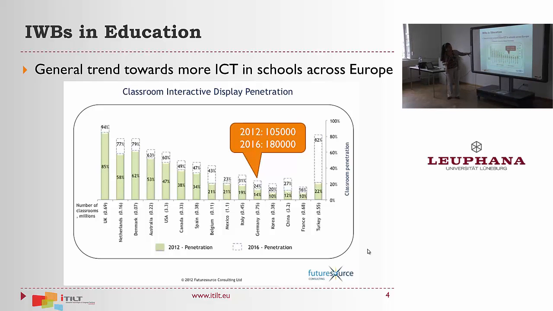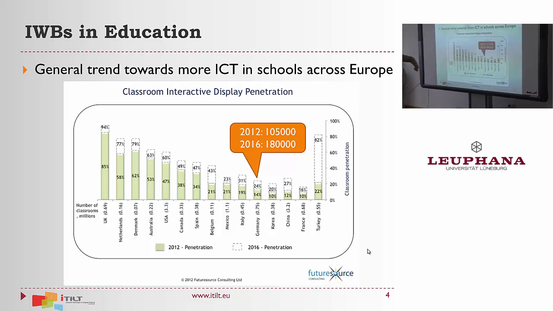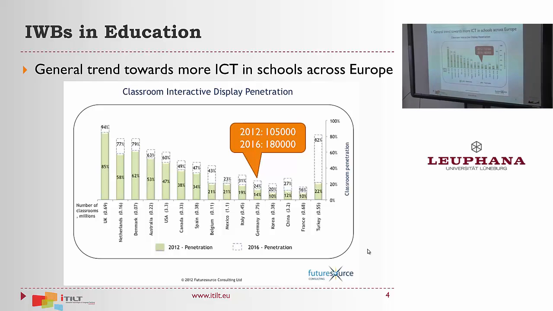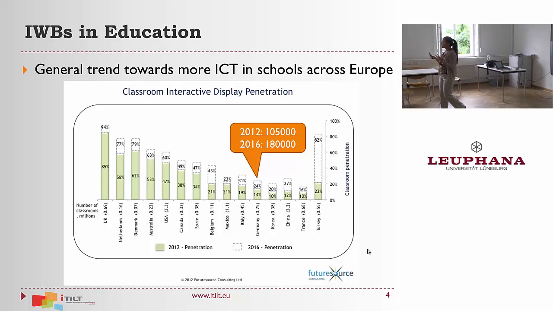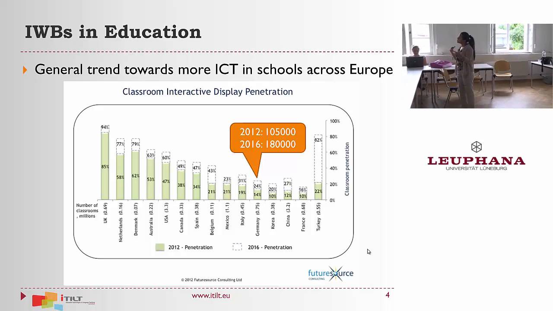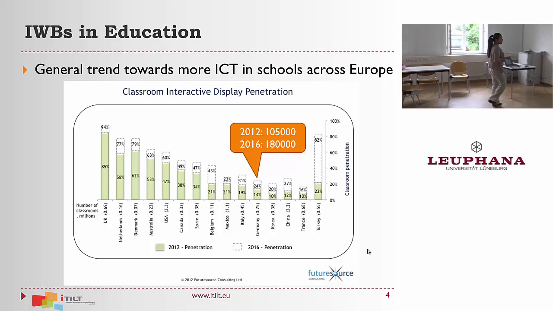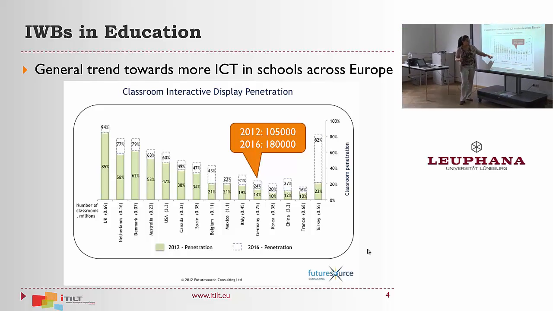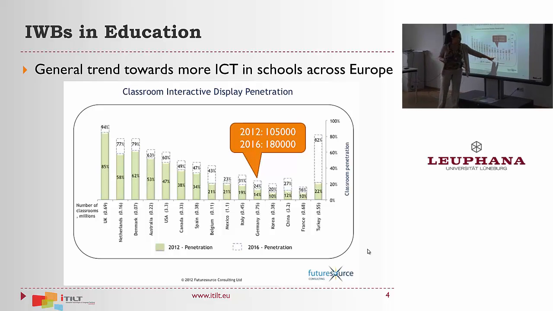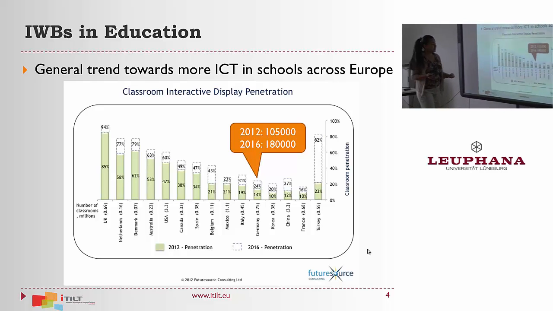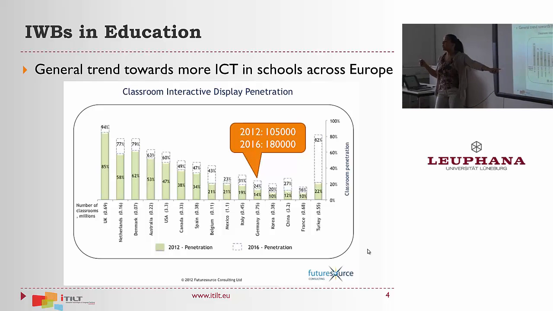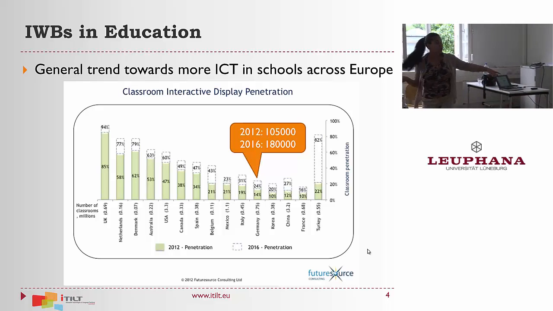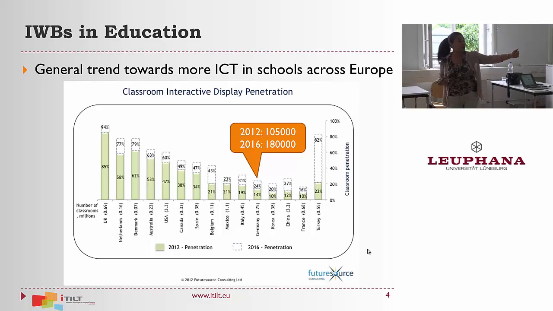So here we can take a look at this chart. This chart has been produced by Future Source Consulting. So it's the result of a survey of classroom interactive display penetration, which means the amount of interactive displays in classrooms in Europe. So here I have different countries. We have UK, Netherlands, Denmark, etc., and then you have Germany over here. So we can say that in the UK, 85% of the classrooms are equipped with interactive whiteboard technology, or as they call it, interactive display technology.